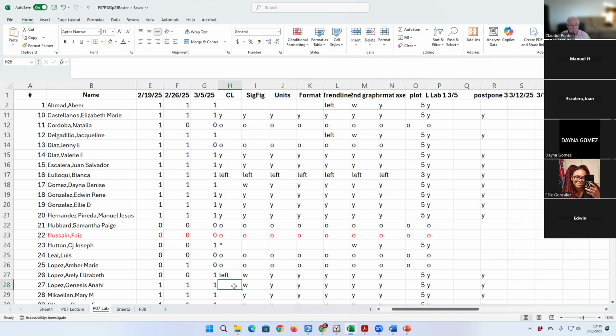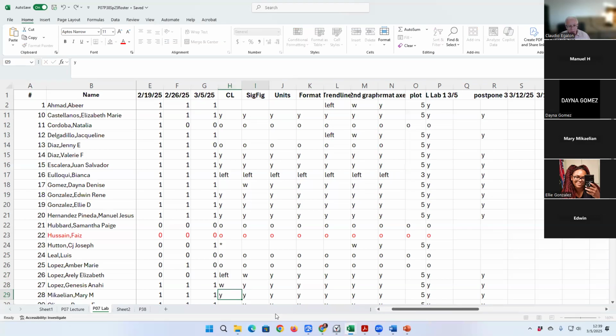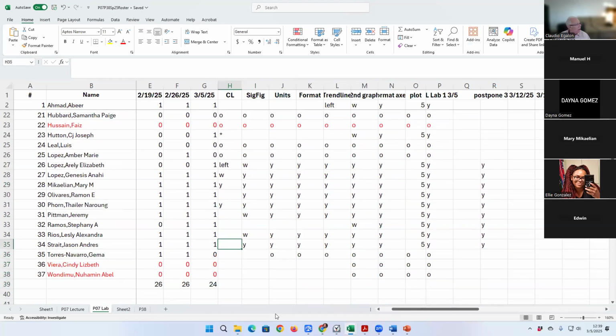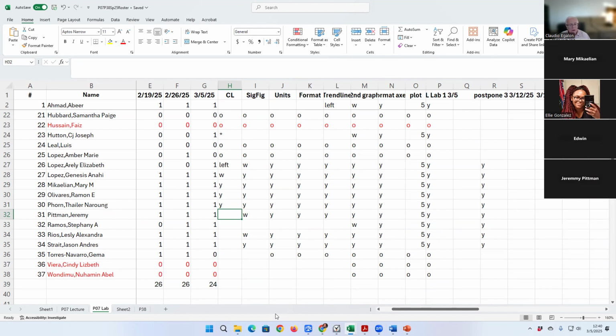Genesis. Okay, here I'm working on CL. Good. Mary Michaelian, I finished everything. Okay, good. Ramon Olivares, all done and submitted. Okay. And Jeremy Pittman. Don't forget this lab report is due next week. Yeah, I'm here. Did you finish everything? I'm still working on it. Working on what? The CL or the sig figs? Well, the sig figs. I'm taking my time right now.